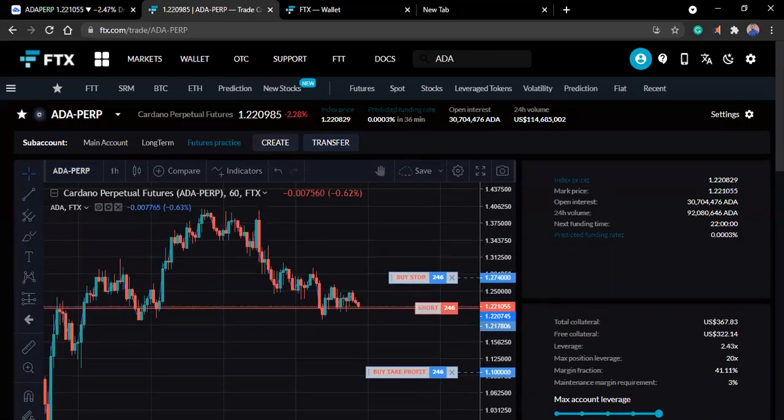Leverage has its advantage, it has its disadvantage. It is disadvantageous for people who don't know how to use leverage.